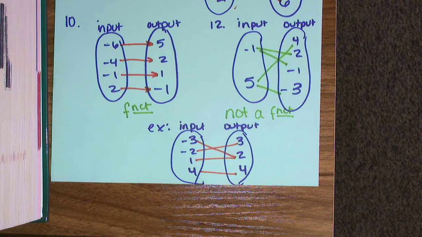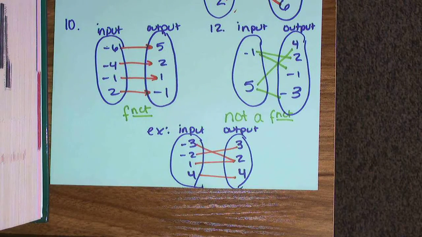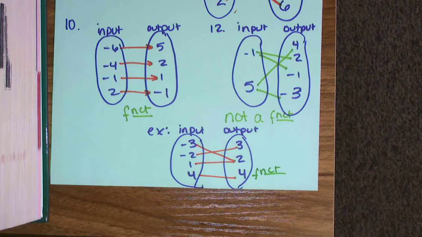Yes, each input has one output. Outputs can have more than one thing going to them, but the inputs can only have one. So if there's more than one line leaving your input value, it's not a function. So this one would be a function. Okay.